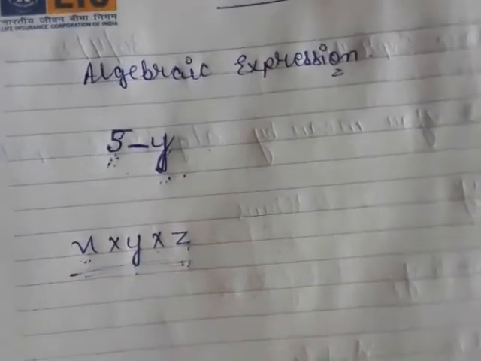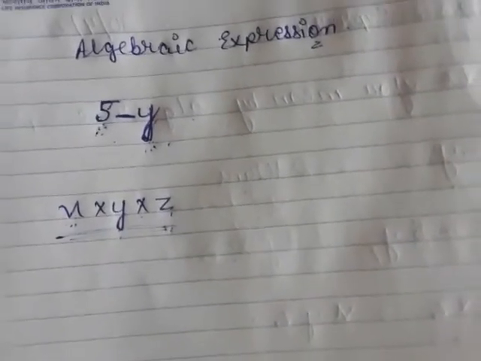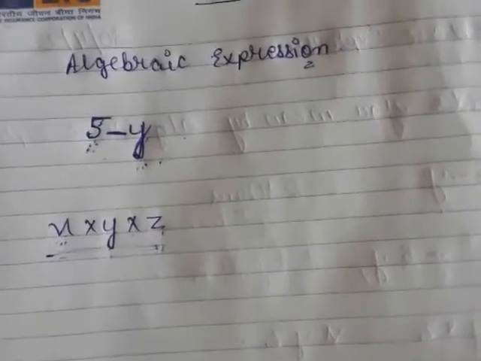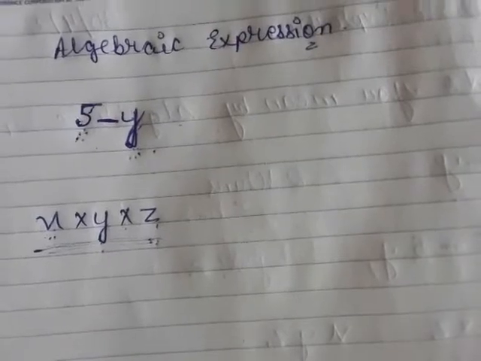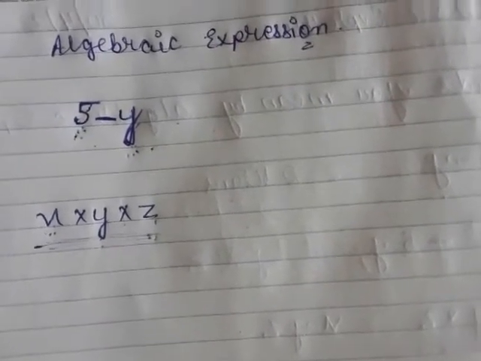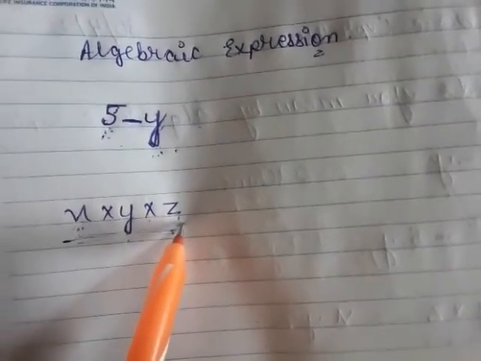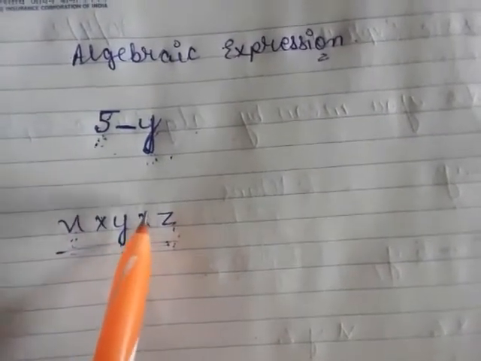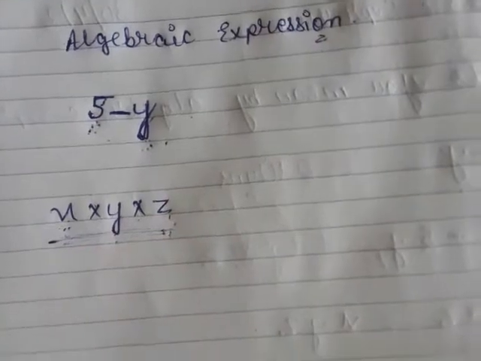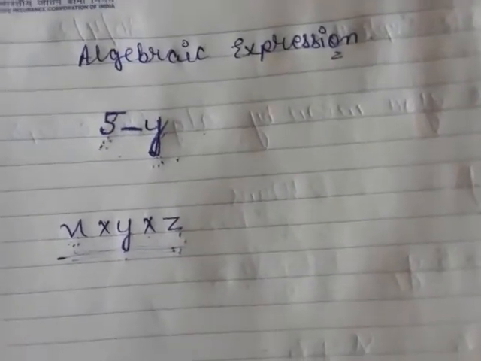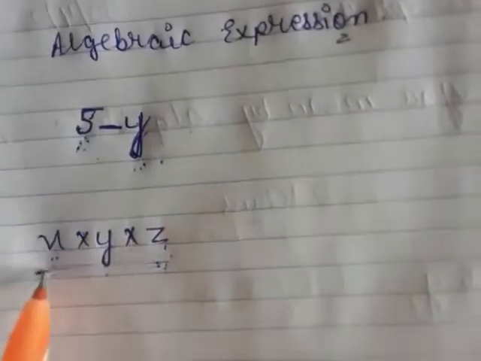So if after seeing this question, a teacher asks you how many number of terms are there, you may say that there are three terms, but it is wrong. The right answer will be there is only one term, as these variables are not separated by a plus or minus sign. There is a multiplication sign in between, and multiplication sign does not separate the terms. So there is only one term in this whole expression.